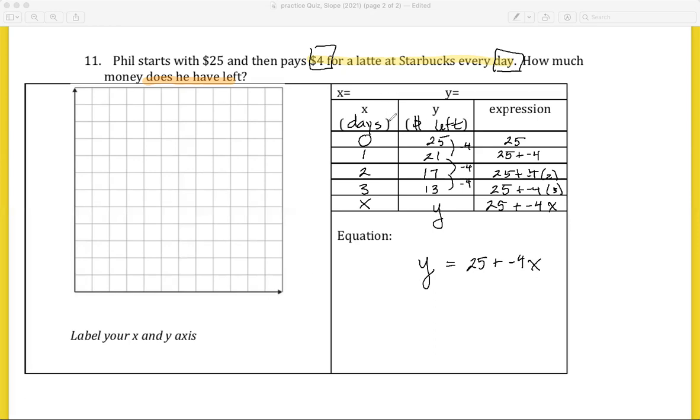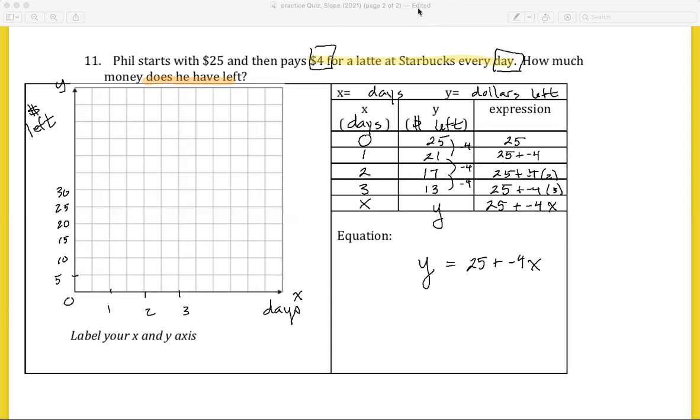All right, up here, I don't know why I have it twice, but if you want to put days here and dollars left, that's great. X is days, and this is our X-axis. So I'm going to label the X-axis with days. Y is money left. So I'm going to label the y-axis with money left. Here's 0, 1, 2, and 3. I'm going to need to count by fives. 10, 15, 20, 25, 30.